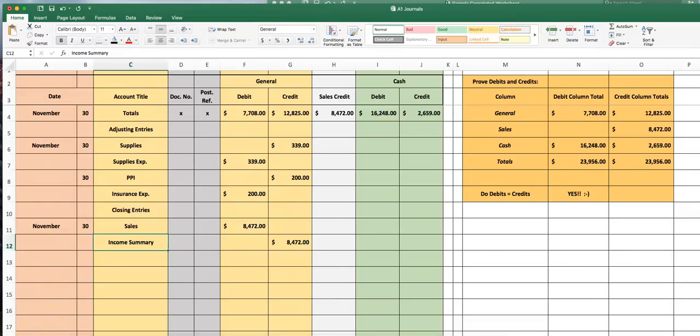Next one, we'll talk about expenses, very similar in scope to what we do there.